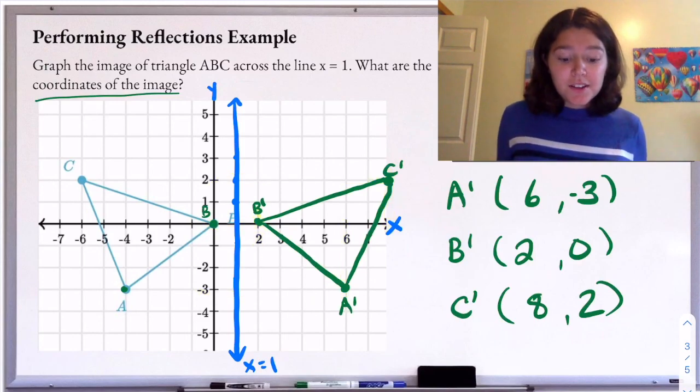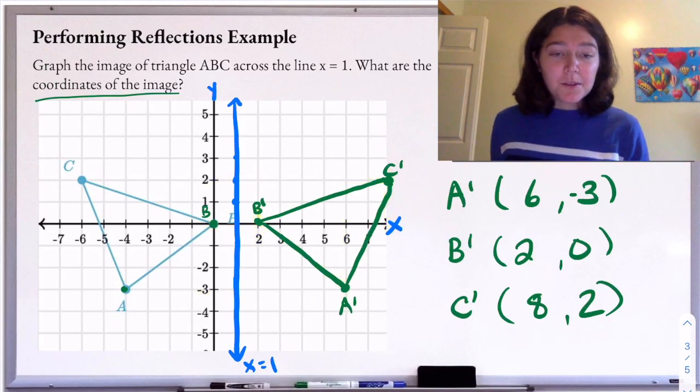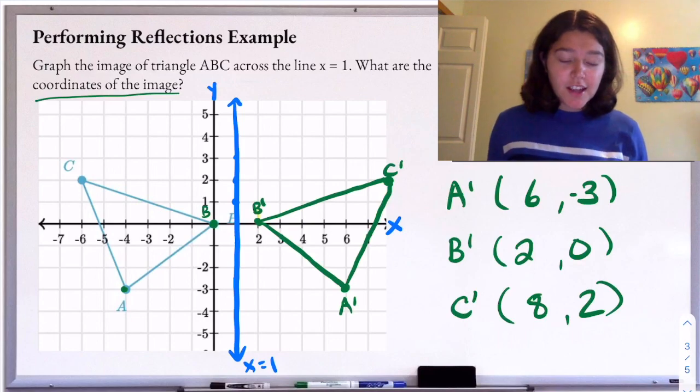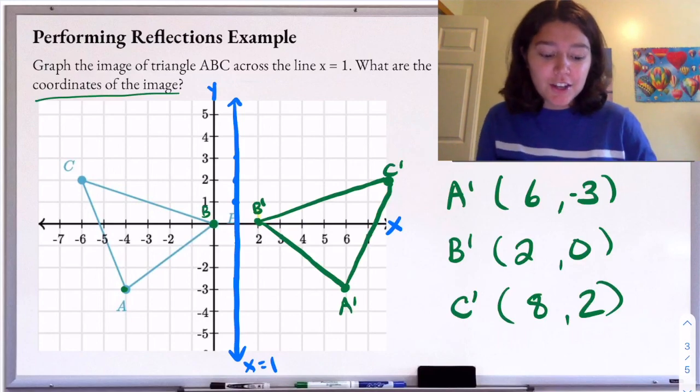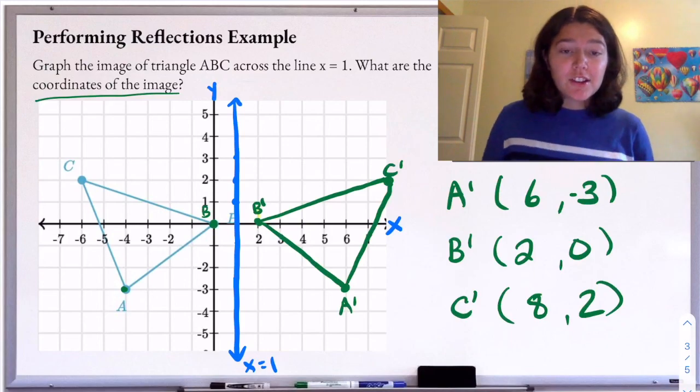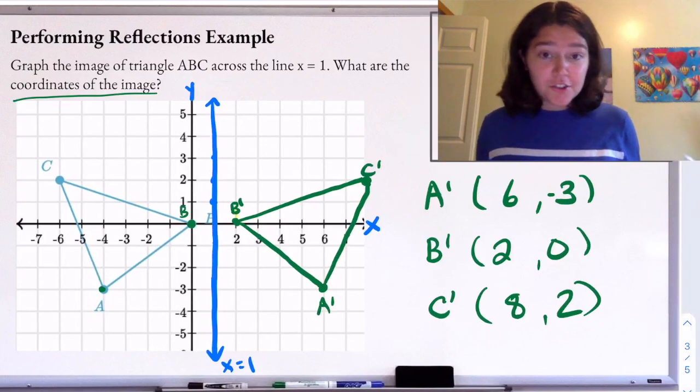All right, and that's how we did it. We found the distance our original points on the pre-image are from the line of reflection, and then we go that same distance on the opposite side of the line of reflection in order to get our image, our new points, and our new triangle.